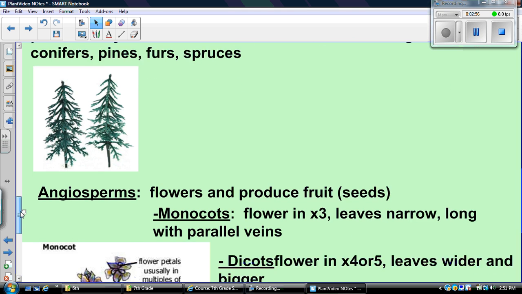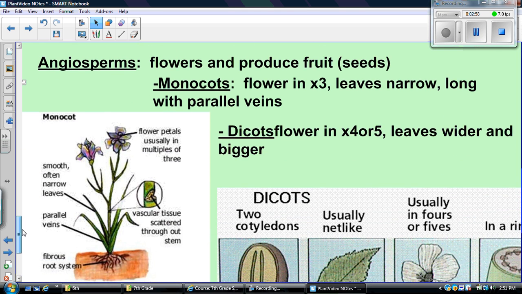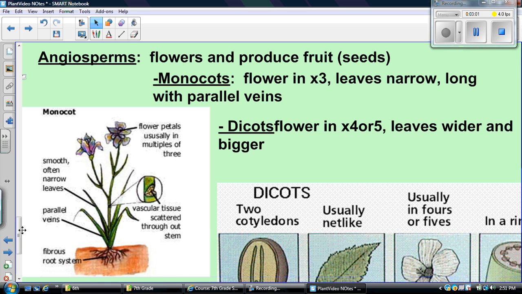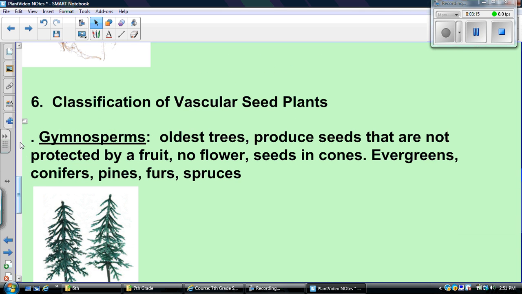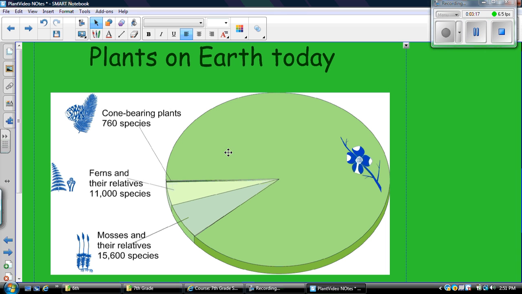Then we have angiosperms. These are my favorite. These are the flowering plants that sometimes produce a fruit, not always, but they have the seeds either in the fruit or the flowers. Now, angiosperms, I'm going to get into the classification on those in just a minute, but I want to go back and show you a chart.